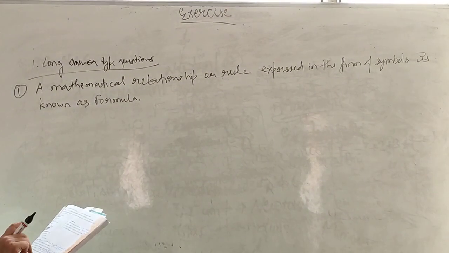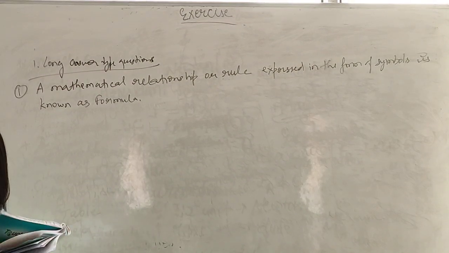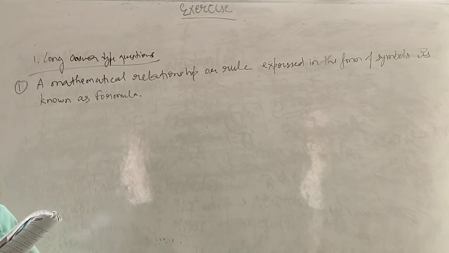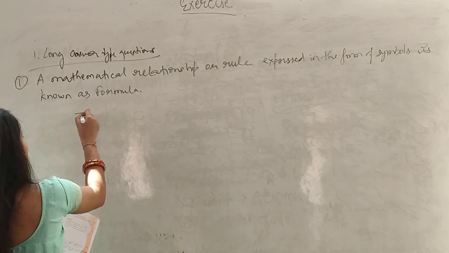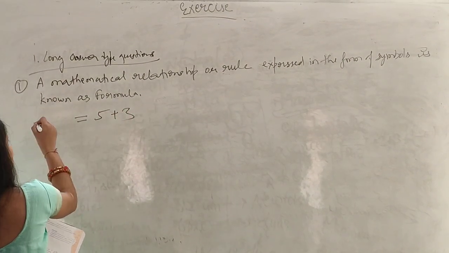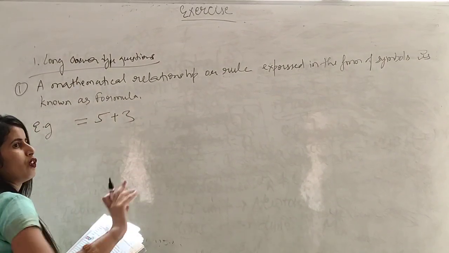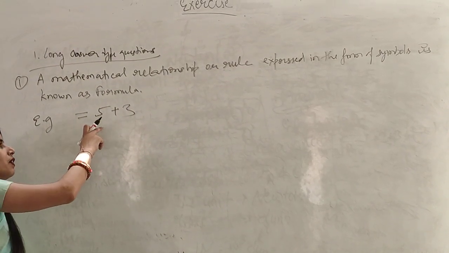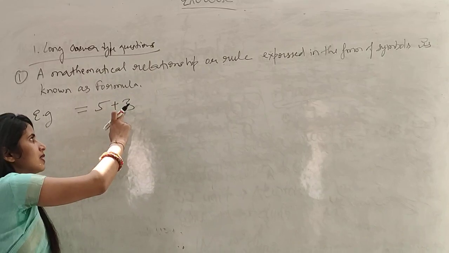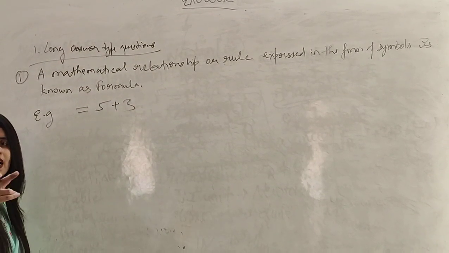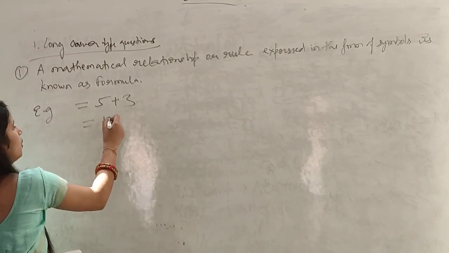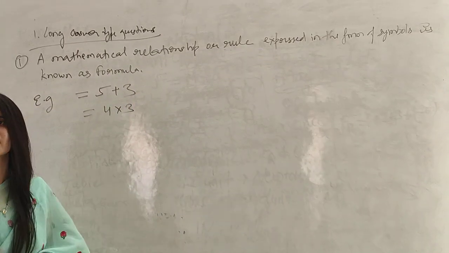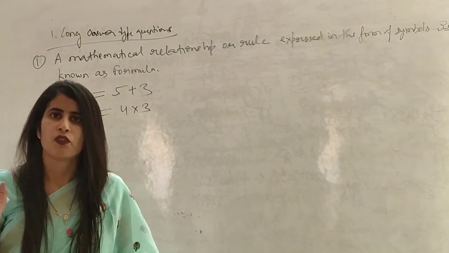Okay, and the example, it is asked that explain with examples. So the examples are, you can write here equal to 5 plus 3. These are the examples. So it is a formula. How is it a formula? Because it is starting with equal to sign and we are keeping the numbers, and this is the operator that we are using in between these two. Okay, equal to 4 into 3. So these are the examples of a formula.